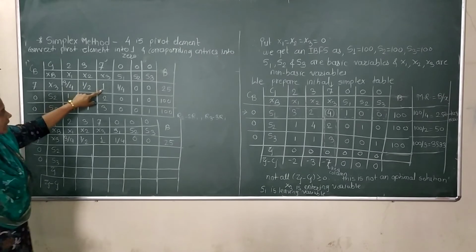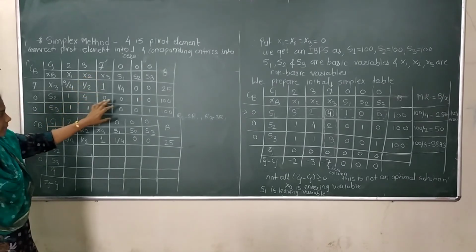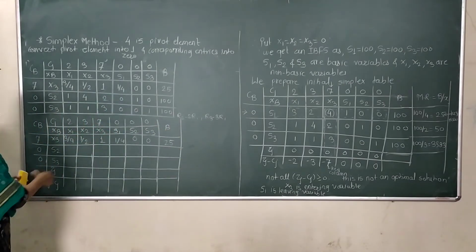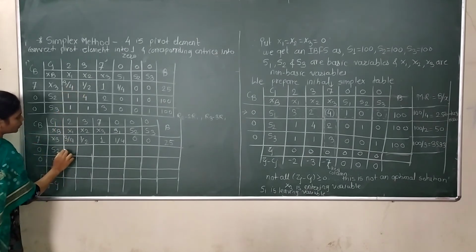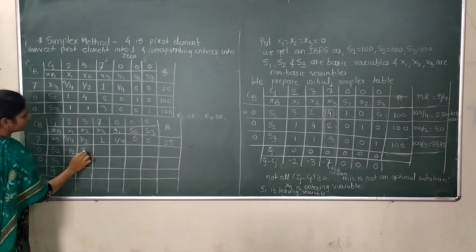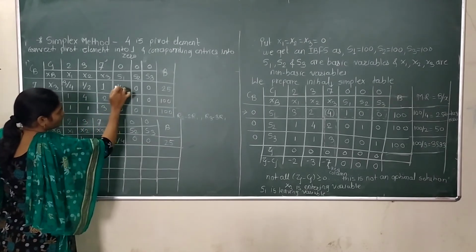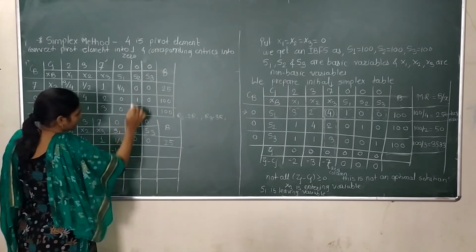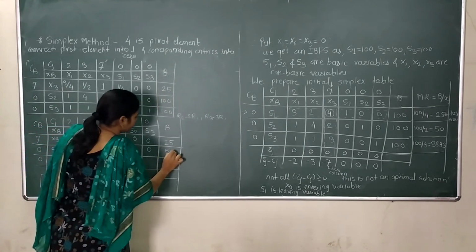We converted the pivot element into 1. By making use of this one, we have to make these 2 entries 0. So we are performing R2 minus 2R1 and R3 minus 3R1. Here the first row will remain as it is. In the second row we are getting 1 minus 3 by 2, it is minus 1 by 2. 4 minus 1, that means it is 3. 2 minus 2, it is 0. 0 minus 2 into 1 by 4, that means it is minus 1 by 2. 1 minus 0, 1, 0. Here 100 minus 50, that means it is 50.